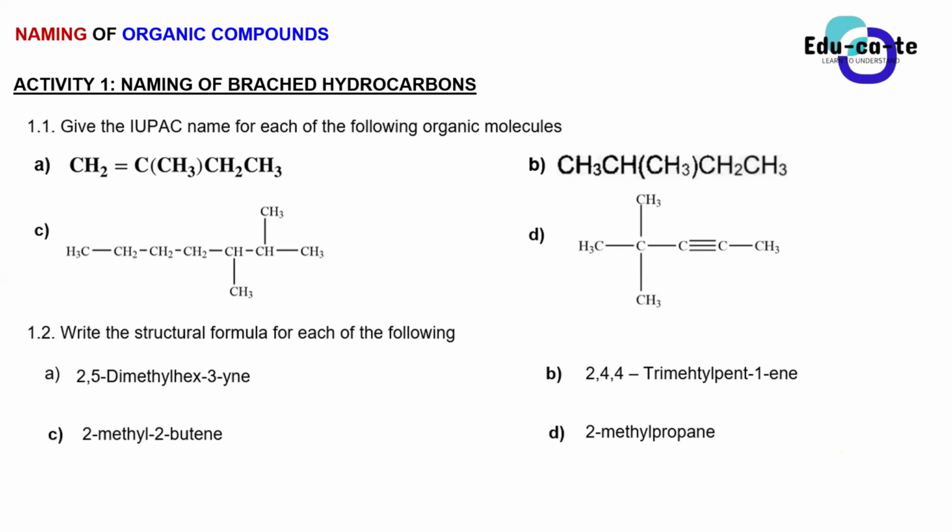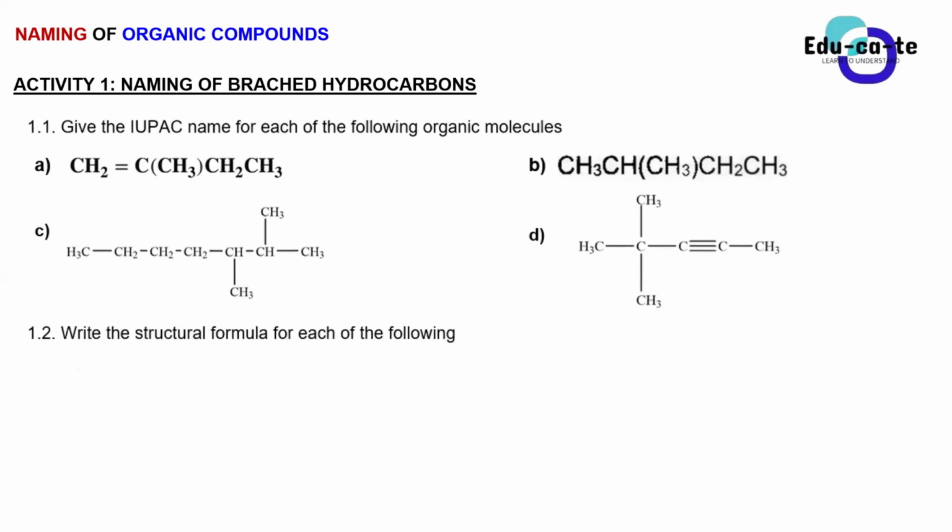Let's look at this naming of branched hydrocarbons. I've already introduced you guys to how to name branched hydrocarbons, so I want you to name this one by one. We're going to start with 1.1. 1.1 says give the IUPAC name. So we're looking for the IUPAC name of the following organic compounds. So we are naming using the IUPAC standard, of course.